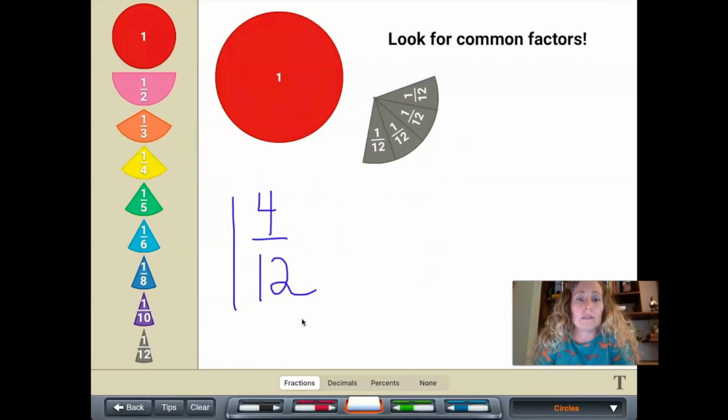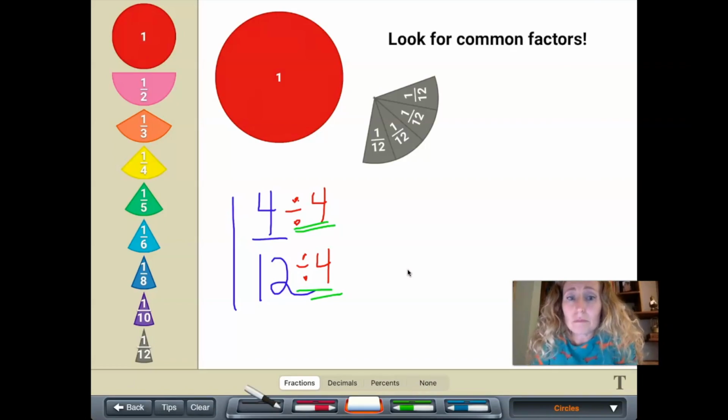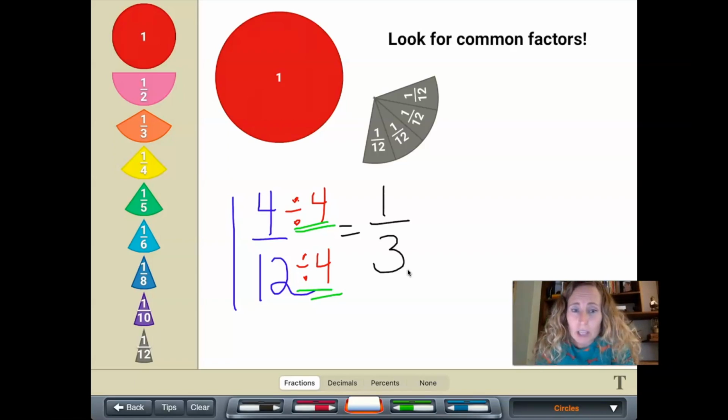I'm going to divide my top number by 4, and my bottom number also by 4. And when I do that, I should be left with this fraction in simplest form. So 4 divided by 4 is going to give me 1. And 12 divided by 4 is going to give me 3. Notice whatever I did at the top, I did to the bottom, and I wrote that piece down. Now let's see if it actually matches. Yep, look, 1/3 is exactly equivalent to 4 twelfths.